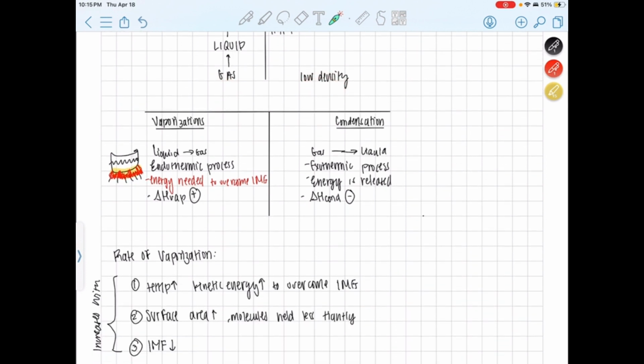Vaporization refers to liquids becoming gas. It is an endothermic process because you need heat to make liquid into gas, and energy is required to overcome the intermolecular forces, to go from a high density to a lower density. And so, because it's endothermic, the enthalpy is positive. The opposite is true for condensation. It is basically gas going to liquid. It is an exothermic process that releases heat, and energy is released, and therefore enthalpy is negative.